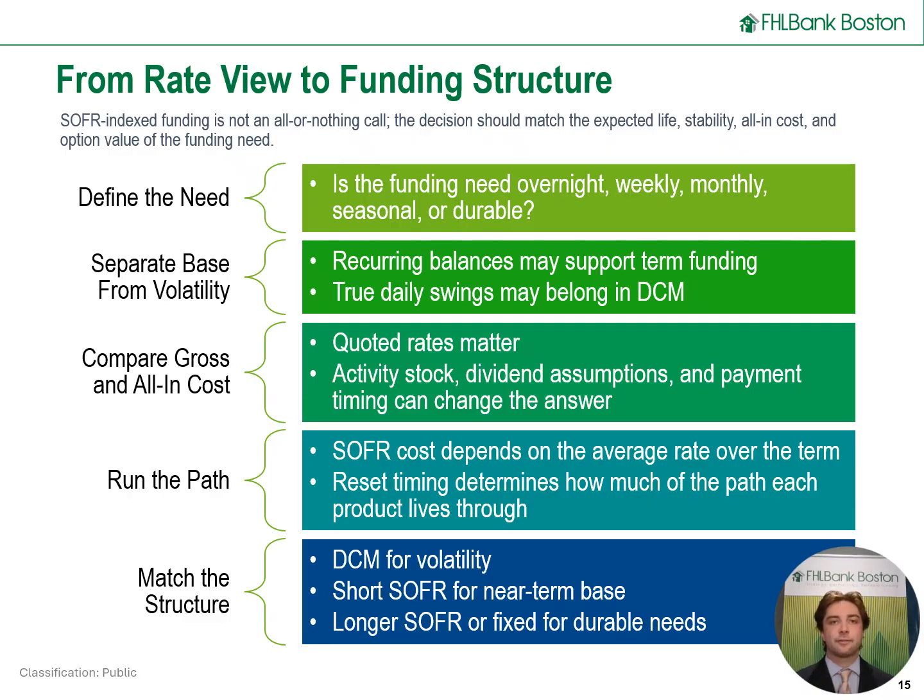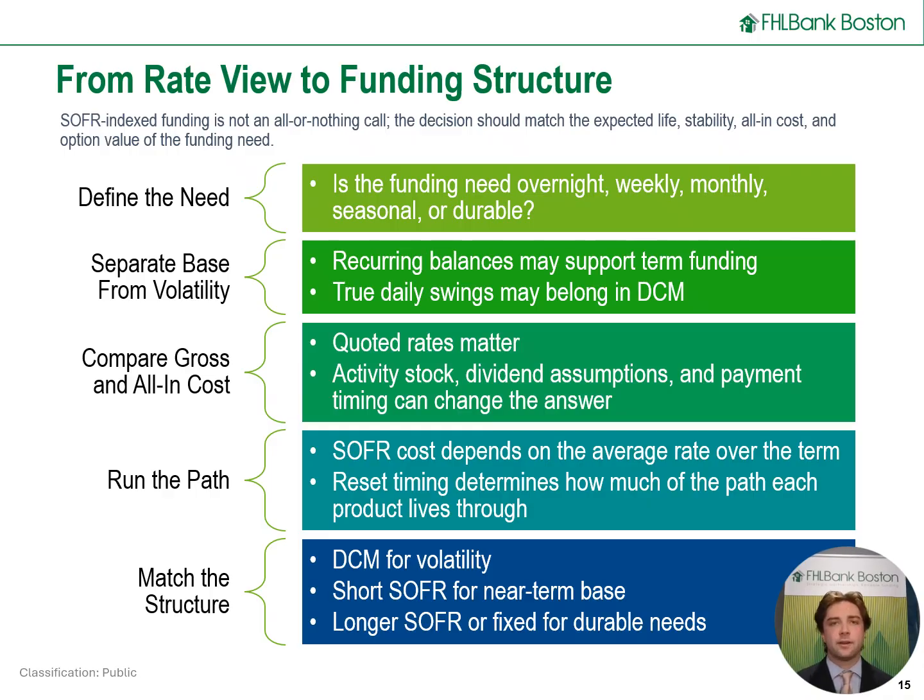Let's follow the slide from top to bottom. First, let's define the need. Is it overnight, weekly, monthly, seasonal, or durable? Then separate the recurring base from true volatility. Compare the quoted rate and all-in economics. Activity stock, dividend assumptions, and payment timing should all be included here.